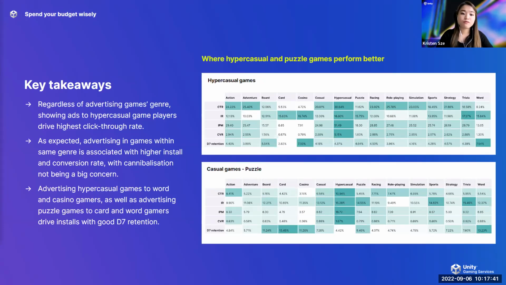On the other hand, we find that there are a few cross-genre trends that are quite beyond expectation. For example, advertising a hyper-casual game in word and casino games appears to bring installs with decent retention, meaning that the player base actually does overlap. Card and word game players who saw an ad from a puzzle game and installed also have a strong tendency to remain in the game even after 7 days.